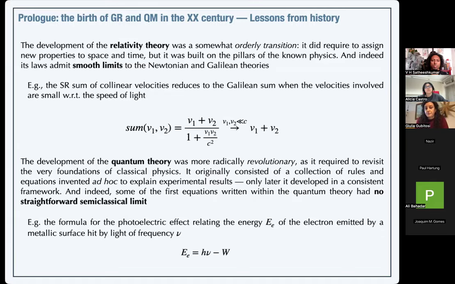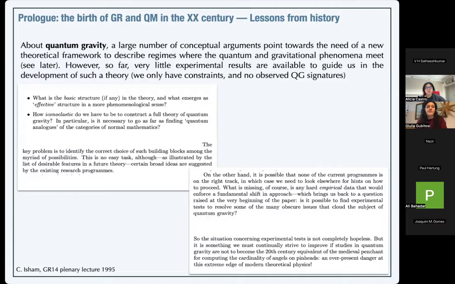We do have, and I will discuss this in a bit, conceptual arguments for saying that we expect something to happen in a quantum gravity theory, something new. But we really don't know what it is. And if we expect a radical revolution, then conceptual arguments will only bring us up to some point. Then at some point we will need guidance from nature.